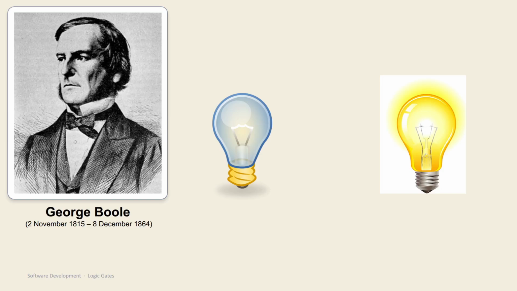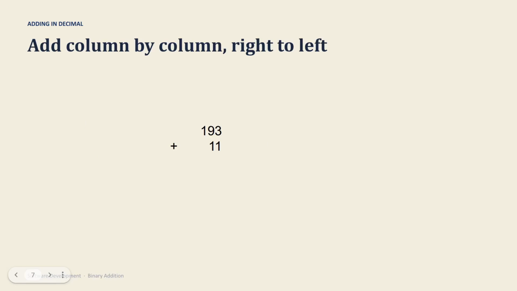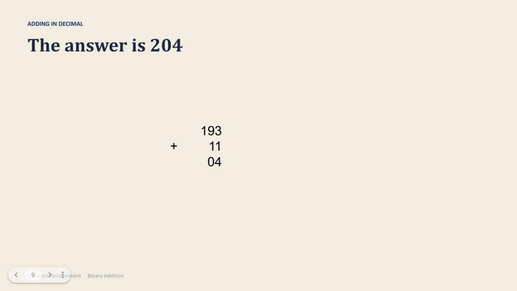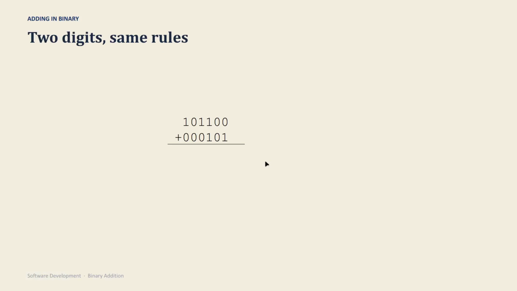But as always, before you automate a job, you first have to understand exactly what you are automating. Let's recall column addition. Start from the right. 3 plus 1 is 4. 9 plus 1 is 10. But we write one digit per column, so we put down 0 and carry the 1. And we get 204. Now let's do the same in binary.